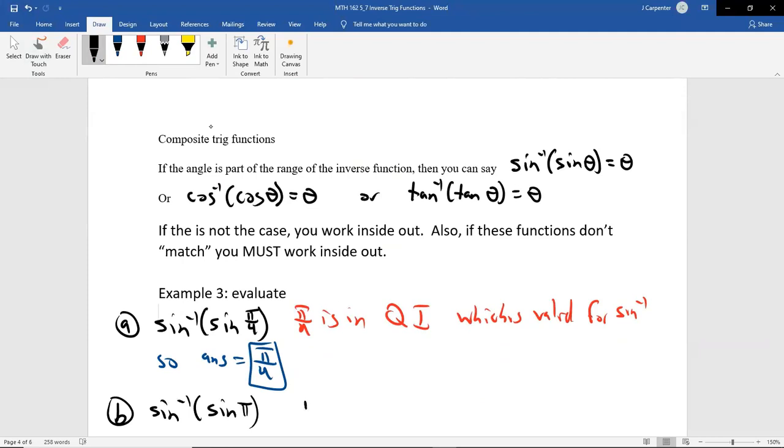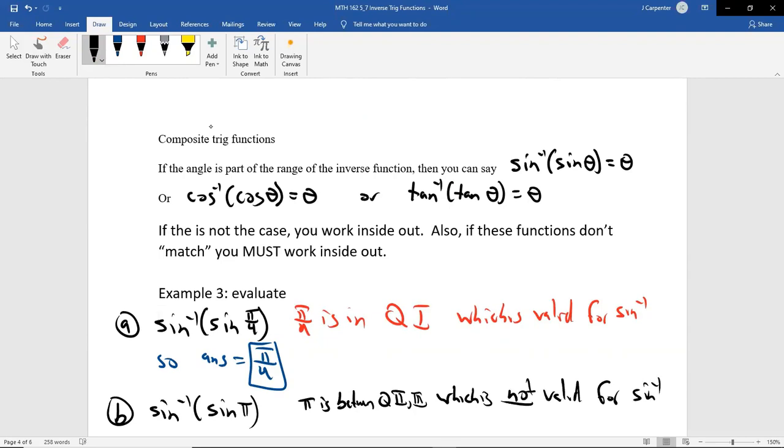So pi is between quadrant 2 and 3. Now, if we were talking about pi over 2, that is between quadrant 1 and 2, but it is the edge of where inverse sine is valid. It's valid up to pi over 2, so that'd be fine. Pi is way outside of that range. This is not valid for inverse sine. It wouldn't even be valid.